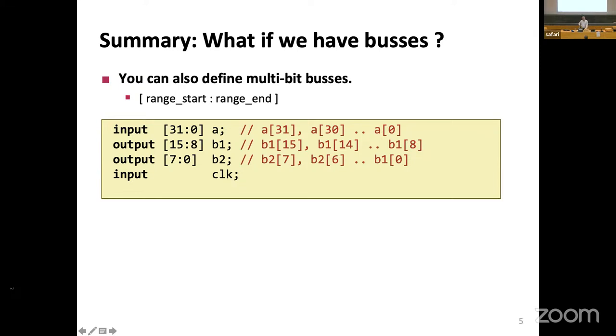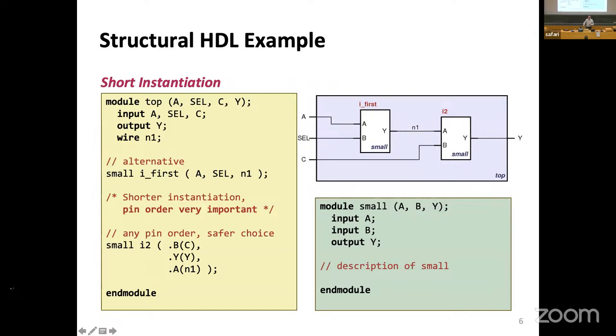Now, the interesting thing is that to manage complexity, we can create a hierarchy. We call this a structural hardware description mode. Here I have a small module, 2 inputs A, B, 1 output Y. I don't really care what's inside of small at the moment. At some point somebody has designed it. I know I want to use it. I know that I want to put 2 of them together. So this is a top module, which has 2 instances of small. The first instance is here. The second instance is here.